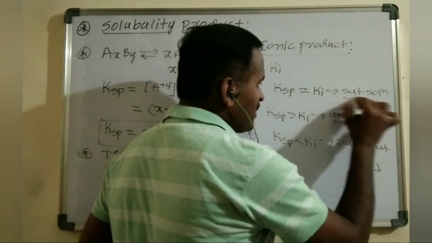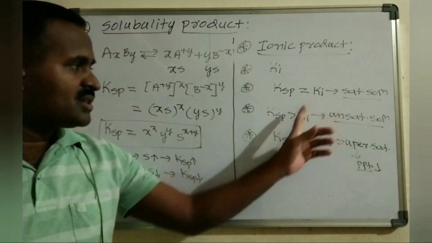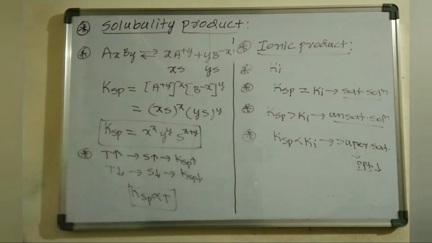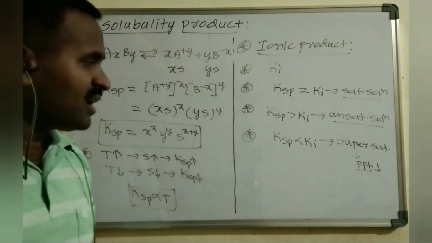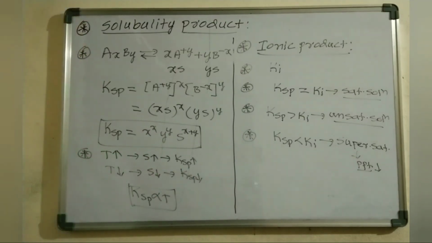There is no precipitate formed in the case of saturated solution and unsaturated solution. In these two conditions, no precipitate is going to be formed. Whereas here the ionic product is dominating over the solubility product. That's the reason precipitation takes place here.